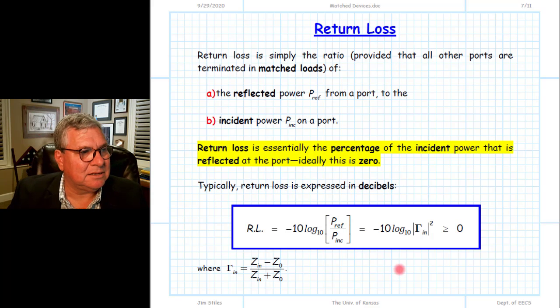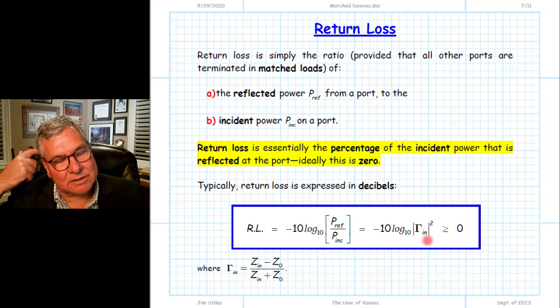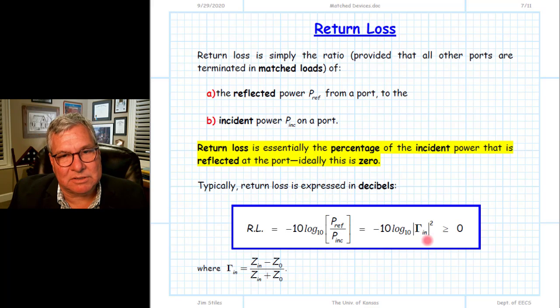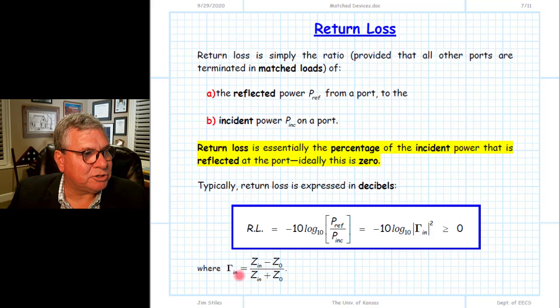Another way to write this is simply 10 log 10 of the magnitude squared of gamma n. This is the reflection coefficient associated with that input impedance. Instead of ZL minus Z0, we would say Zn minus Z0 divided by Zn plus Z0 for the value gamma there. This is just the input impedance, essentially the load terminating the transmission line going into that port. And so in this case, again, the result is greater than or equal to 0.